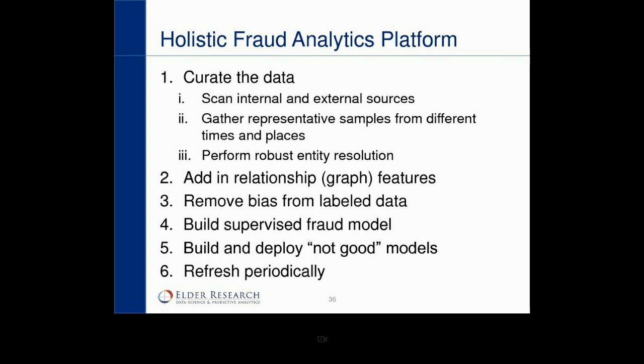But again, the idea of entity resolution is making sure we can identify observations correctly. Adding in relationships and graph features as best as we can. Removing bias, like you had talked about previously, Mike. Building this supervised fraud model. Building and deploying the not fraud model.